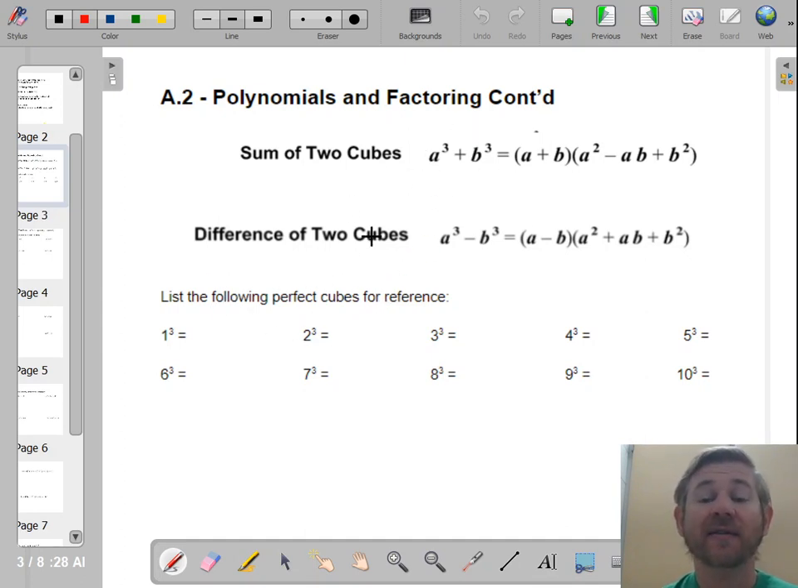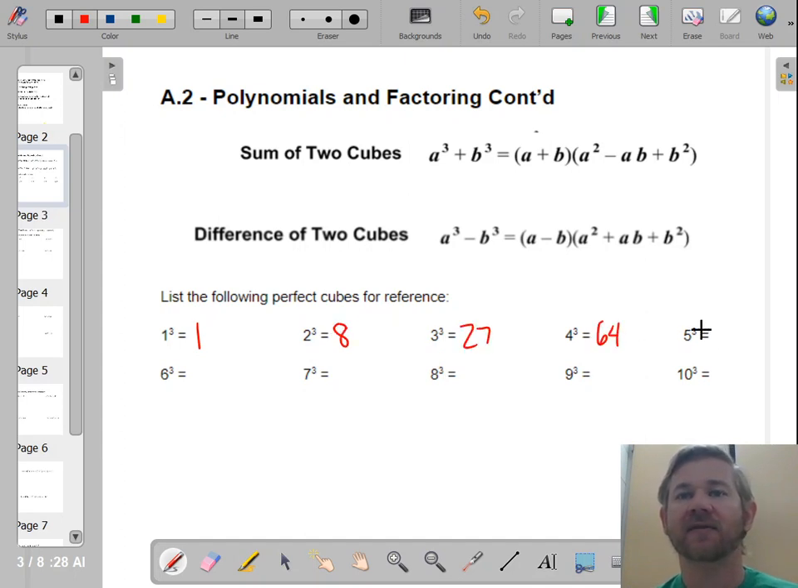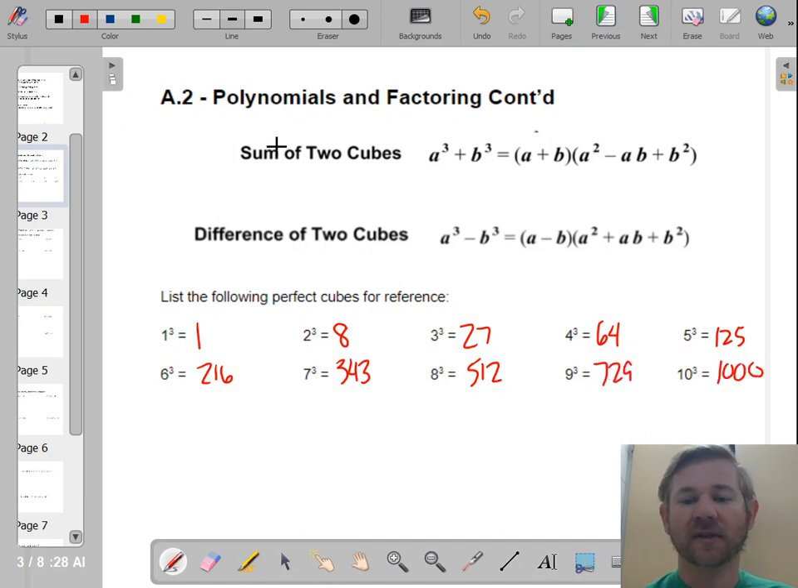Before I even do that, let me just talk about when we say list perfect cubes for reference. You need to know that these numbers are perfect cubes so that you then know, hey, maybe I can do a sum of cubes sort of factoring. So let's remind ourselves: 1 cubed is 1, 2 cubed is 8, 3 cubed is 27, 64, 125, 216, 343, 512, 729, and 1000. If you don't know that those numbers are perfect cubes, then you're not going to know how to do sum or difference of cubes. So you should have those memorized and be able to recognize them when you see them.